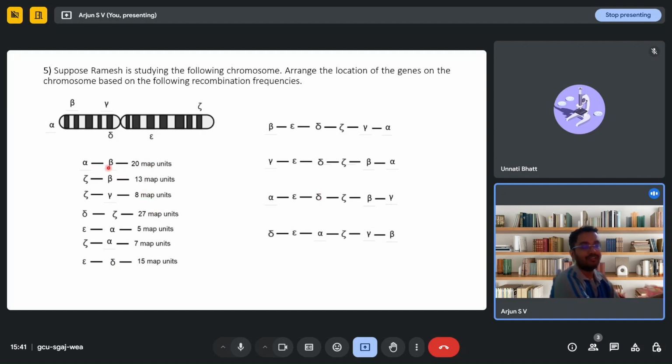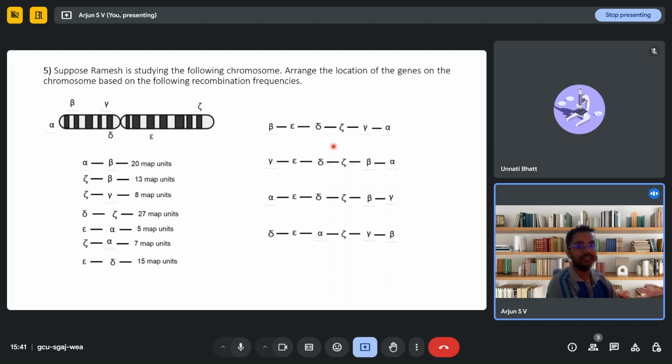Alpha and beta are separated by 20 map units, and omega and beta are separated by 13 map units, and so on and so forth. All of these are separated by certain map units. Map units are distance on the chromosome, and the farther apart the map units are, the larger the recombination frequency will be. This is the basic concept. So you just have to do the math and figure out which option makes more sense.